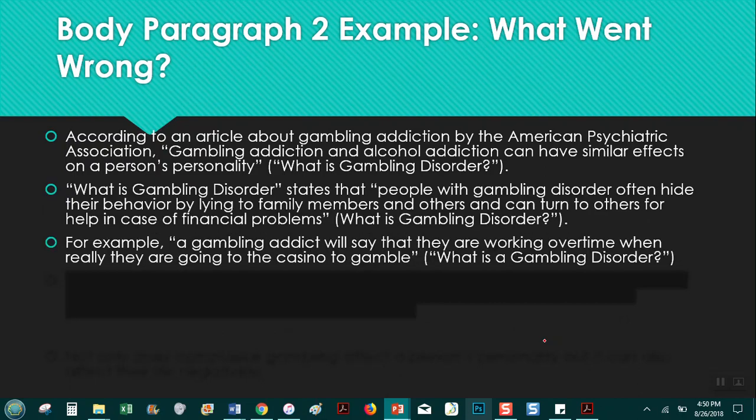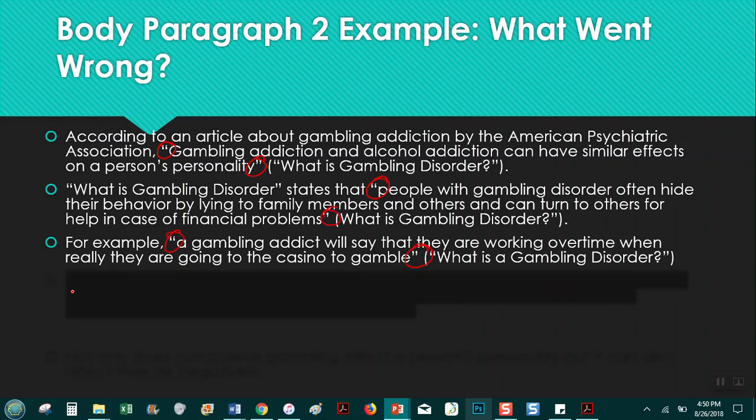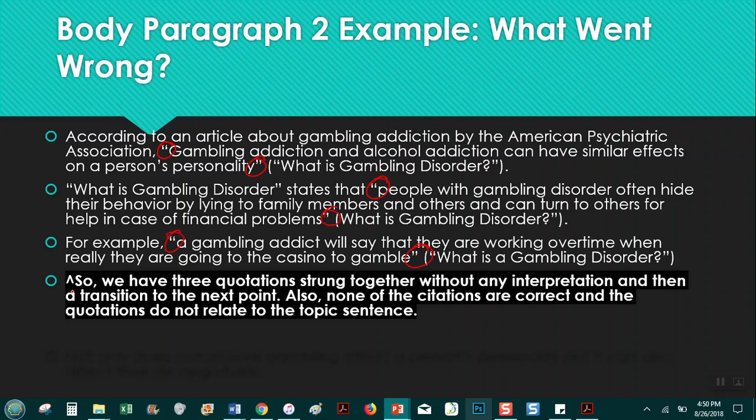And then we have this, and then we have this. If you notice, when I break it down into bullet points, what do we have here? That's one quote. That's a second quote. And that's a third quote. So this is a great, or horrible rather, example of quotations being strung together. There's no interpretation, and then when we transition to the next point, there's nothing there to connect the ideas together. Also, the citations are not done correctly.